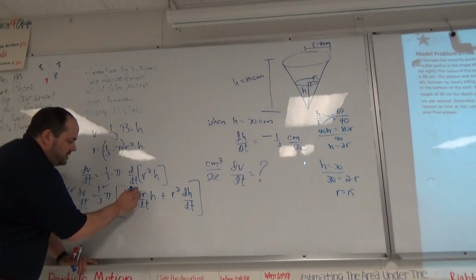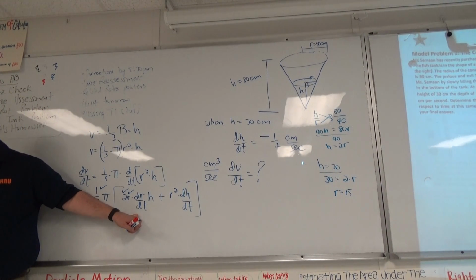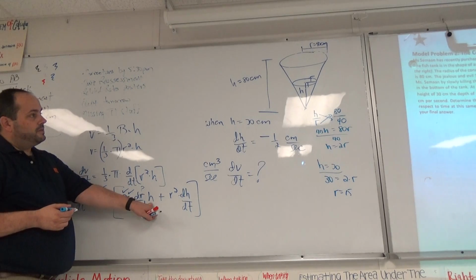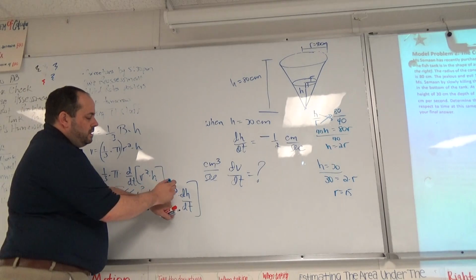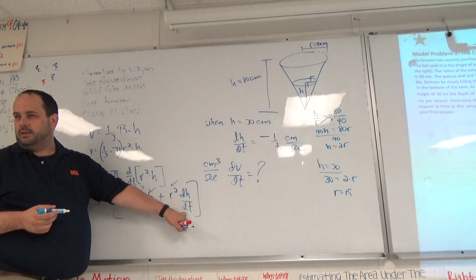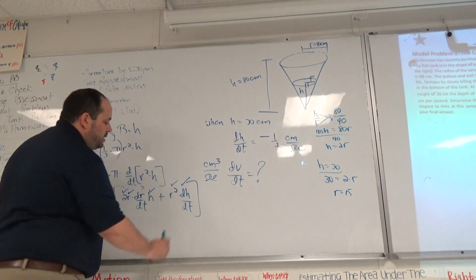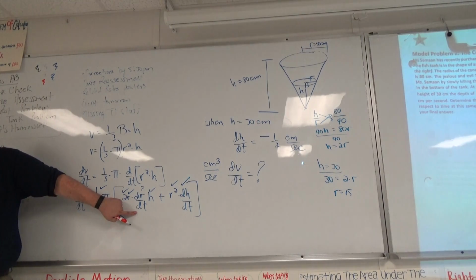So over here I've got 2, I've got r. Do I know dr dt? I don't actually know dr dt. Do I know the height? Yeah, they said h is equal to 30. And I know r? dh dt? That's the negative 1/2. I want dv dt. I need to get to dr dt.